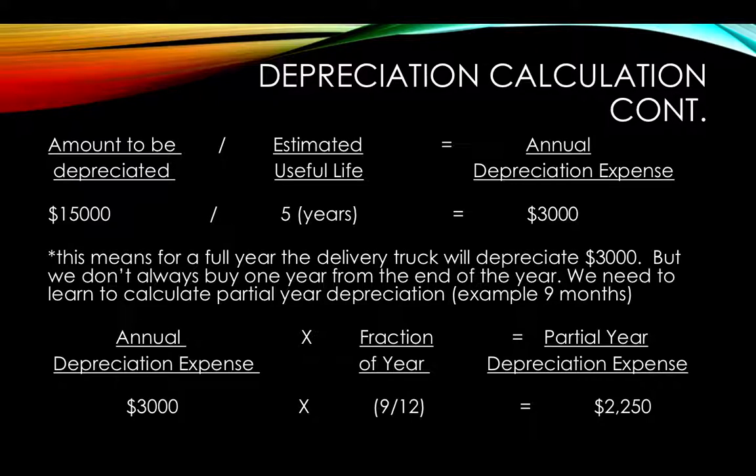And we don't always buy our items on January 1st. So we have to think about how we're going to calculate a partial year, and that's what this bottom equation does. Let's say we own this truck for the first year for 9 months only. So we bought it at the beginning of March. What you're going to do is take that $3,000 annual depreciation you found and multiply it by the number of months you've owned it divided by 12, because there are 12 months in a year, giving us a partial depreciation value of $2,250.